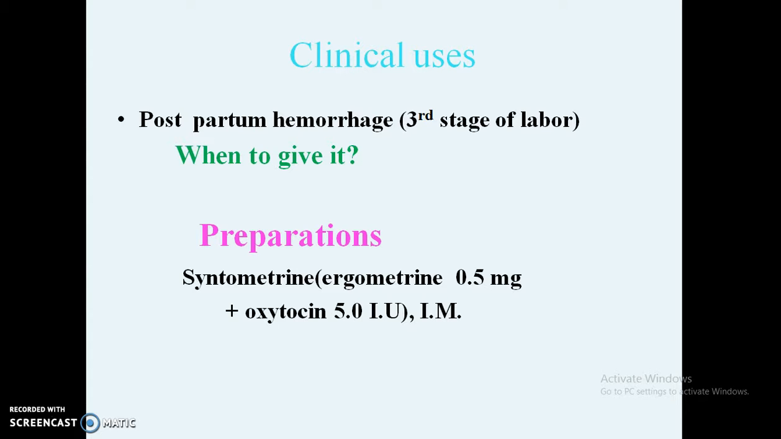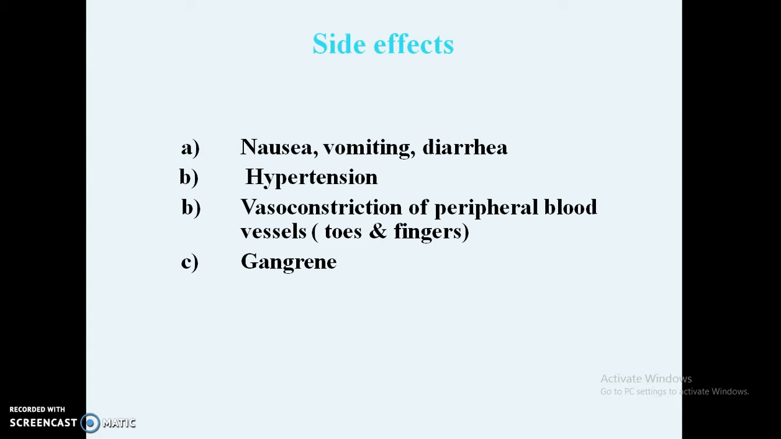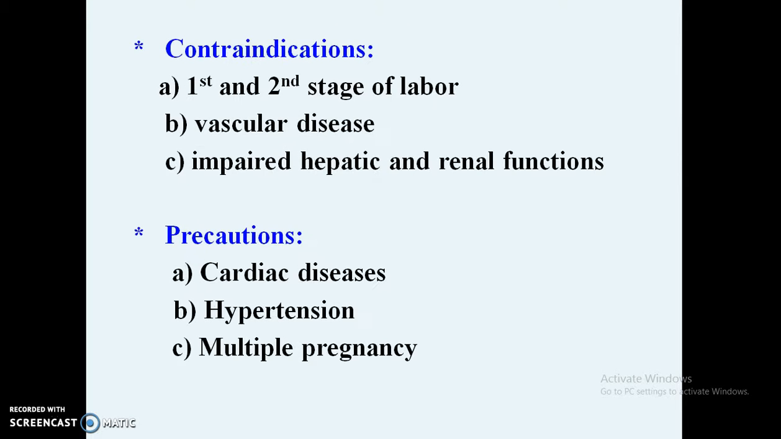in the cases of postpartum hemorrhages, like in stage 3 of the labor, and the preparation includes ergometrine 0.5 mg plus oxytocin 5 international units, through the intramuscular route. The side effects are nausea, vomiting, diarrhea, hypertension, vasoconstriction of peripheral blood vessels like toes and fingers, and gangrene.